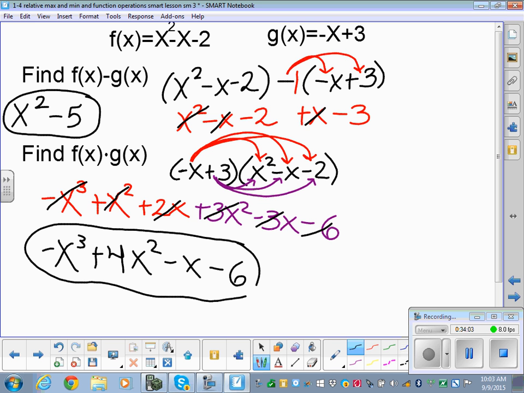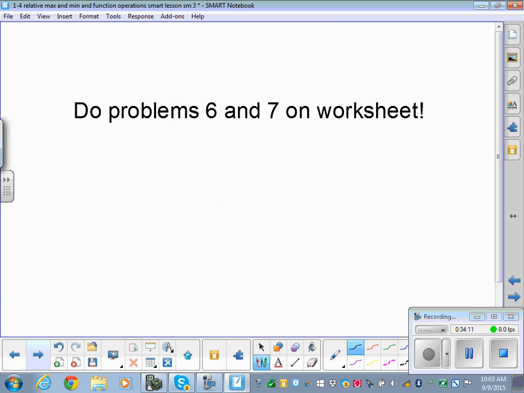Does everybody understand how you had to do a couple steps before you could actually do the operation on some of them? Yeah? Okay. All right, guys. So do problem 6 and 7 on the worksheet. Ready, set, go.